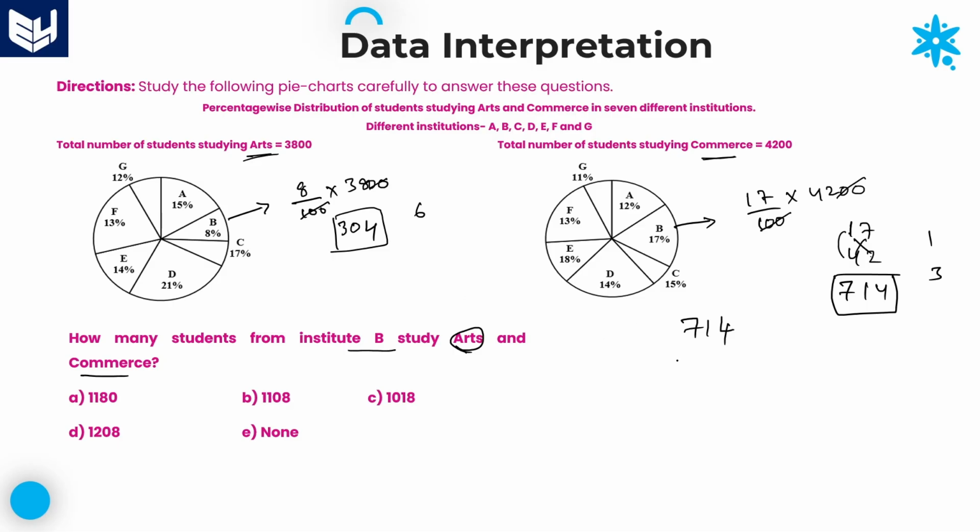Institute B Arts 304. Now you can add these two. 4 plus 4, 8. 1 and 7 plus 3, 10. So 1018. Option C is the right answer.